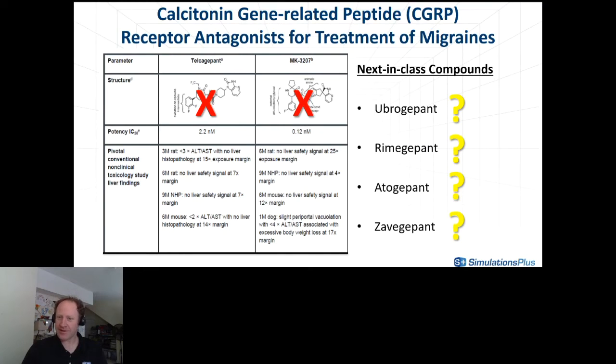So now you have these four next-in-class compounds: ubrogepant, rimegepant, atogepant, and zavegepant. This is a pretty promising class in terms of efficacy. They've shown some really great efficacy in their limited clinical trials, at least for telcagepant and MK-3207. These four compounds could really be blockbuster valuable drugs, but you have these prominent failures due to liver injury in the first in class, and now people are a little bit frightened of the class. So we need to be able to tell whether any of these compounds are going to have the same liver liabilities that the first-in-class compounds had.